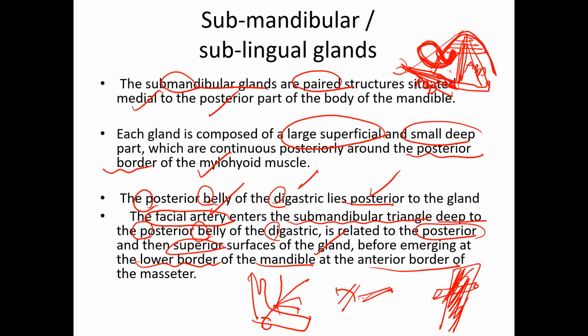One of the branches of the facial artery, the superior labial artery, is present in the anterior epistaxis area, that is Kieselbach's plexus. So the facial artery comes out like this in front of the masseter. If this is the masseter muscle, in front of it, it comes out like this. So that becomes the anterior border of the masseter, before emerging at the lower border of the mandible.